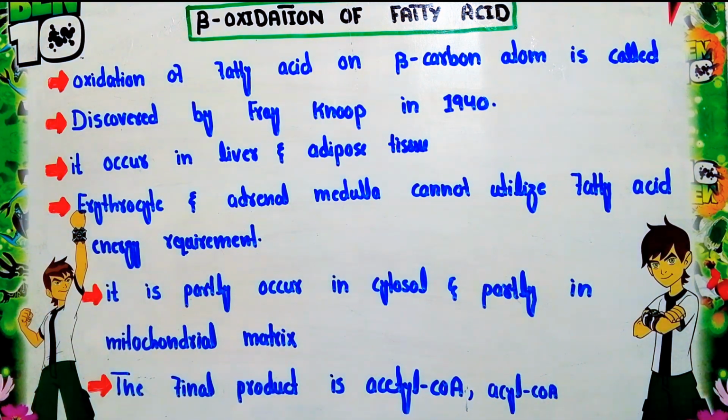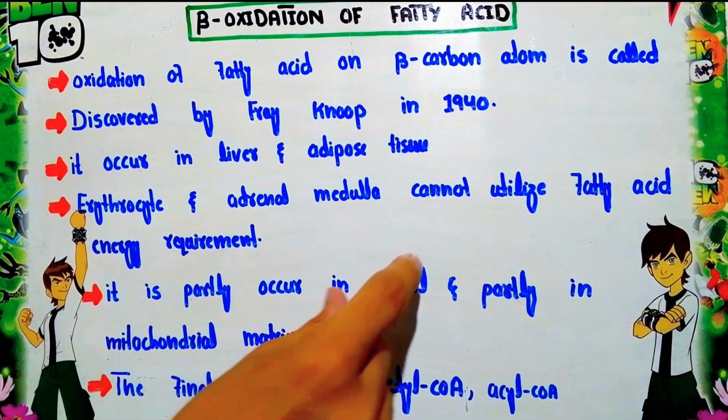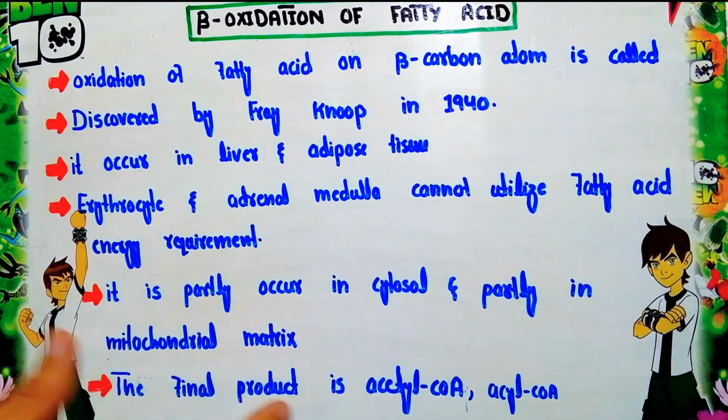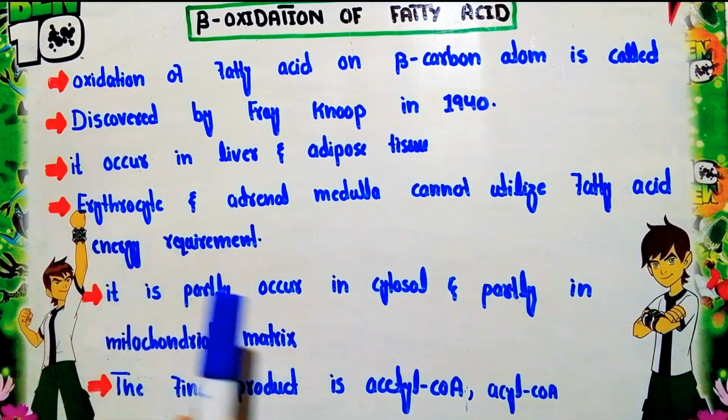This beta oxidation, which we will discuss later, mainly occurs in three stages. The activation of the fatty acid occurs in the cytosol, while the overall beta oxidation mainly occurs in the mitochondrial matrix. When complete beta oxidation of the fatty acid occurs, the final products are mainly two compounds, and these two compounds possess two carbons.